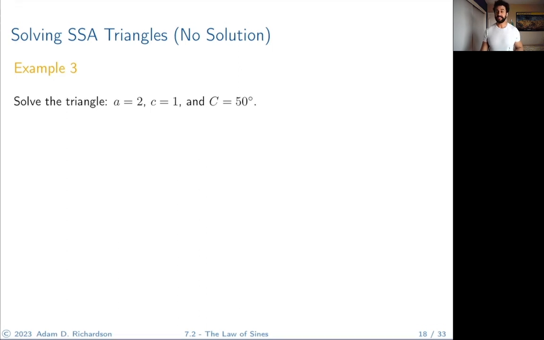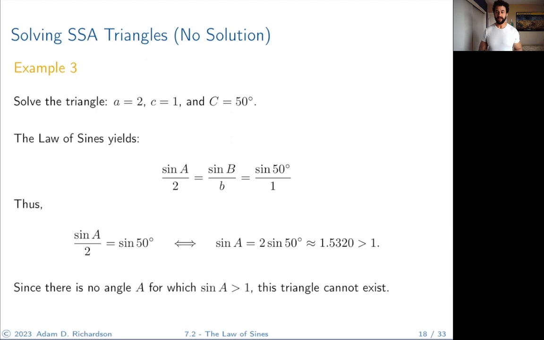All right, now let's do it together. So here's how we start. The law of sines gives us this result right here. We don't know angle A, we don't know angle B, but we do know some of the side lengths and we know one of the angles. So sine of A over 2 is sine of B over b, which is equal to sine of 50 over 1. So what we could do is we could solve for the angle A.